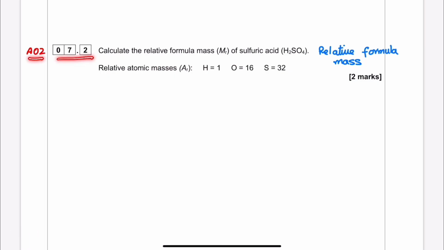7.2 is an AO2 question. Calculate the relative formula mass of sulfuric acid. The relative atomic mass of hydrogen is given, oxygen is given, and sulfur is also given. We need to find the relative formula mass of sulfuric acid. Let's see the model answer. And this question is from relative formula mass.